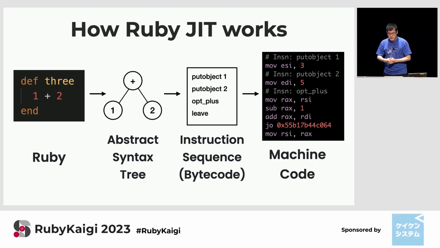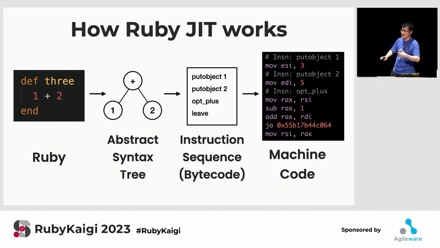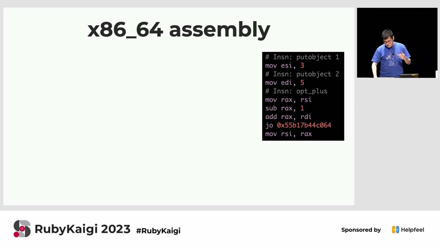And if you are not familiar with reading the assembly code, you can also just look at the comments, which actually I also do. Even if you cannot read the machine code, you can just look at the comments to understand what it does. So in this case, it has put object 2, and opt plus. So the machine code for that is just doing those operations. And so let's go over this in detail.